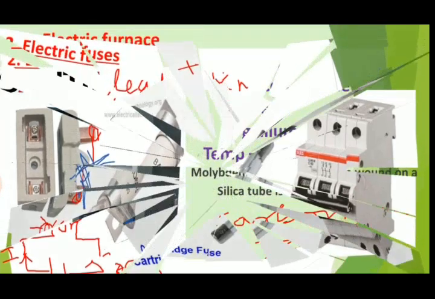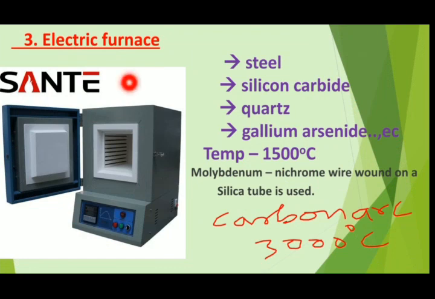Third application, electric furnace. It is used to manufacture a large number of technologically important materials such as steel, silicon carbide, quartz, gallium arsenide, etc. So student, these materials are used in the modern world. Steel is used in construction work like building work. Silicon carbide is a high stability material which is used to produce car clutch and brake.